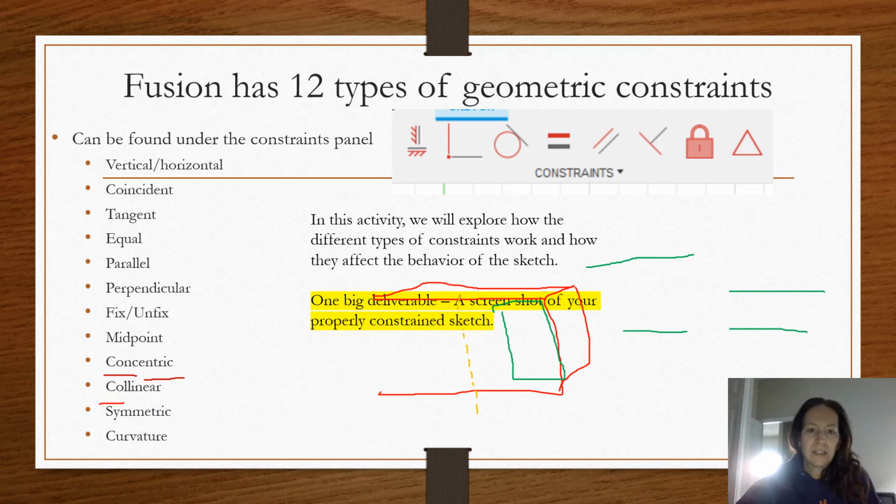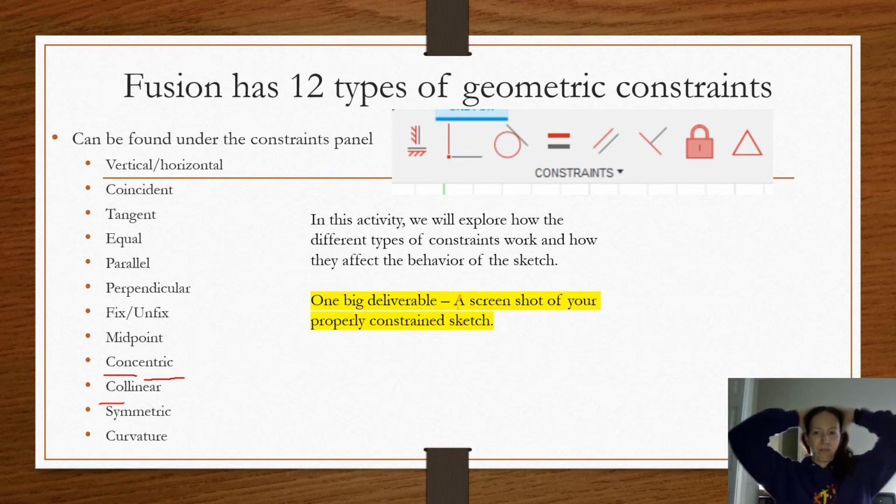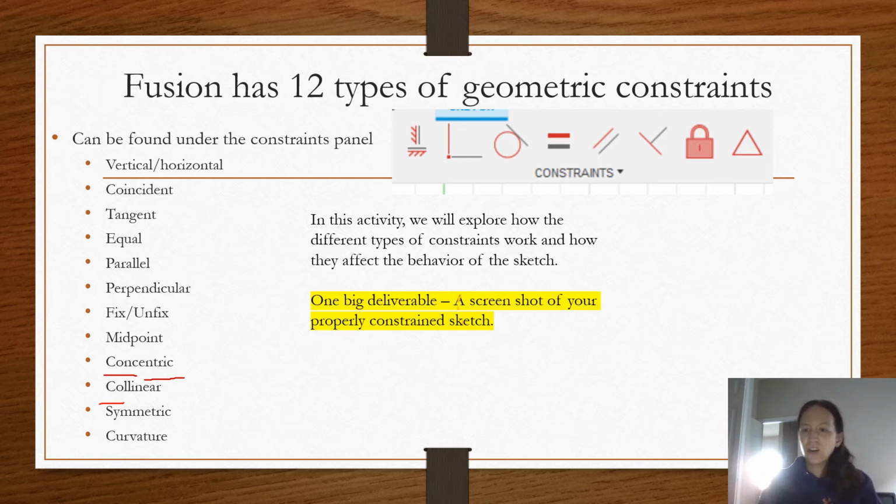Let's erase this stuff. Okay, here's the big deliverable for this particular lesson. If you're wanting to know what you have to do, it's a screenshot of your properly constrained sketch. We're going to go through three activities, and it's the third activity that you are going to really take your time on and make sure that you get all of the pieces of that sketch constrained the way you're told to, and then you're going to screenshot it for me with all the constraints in place.